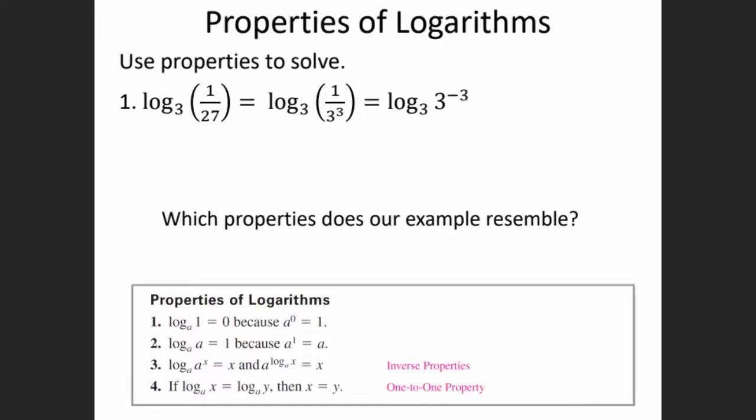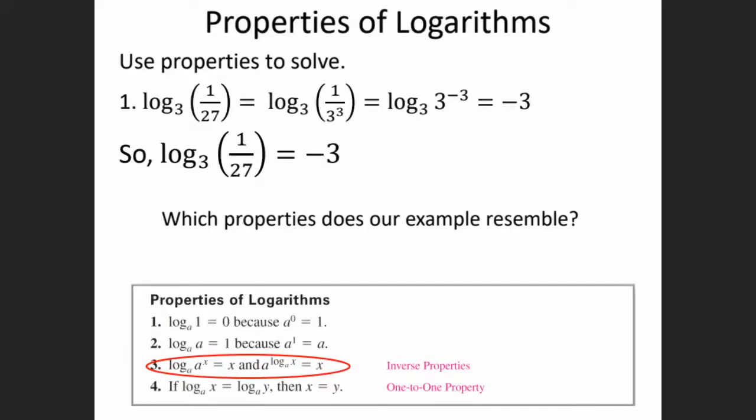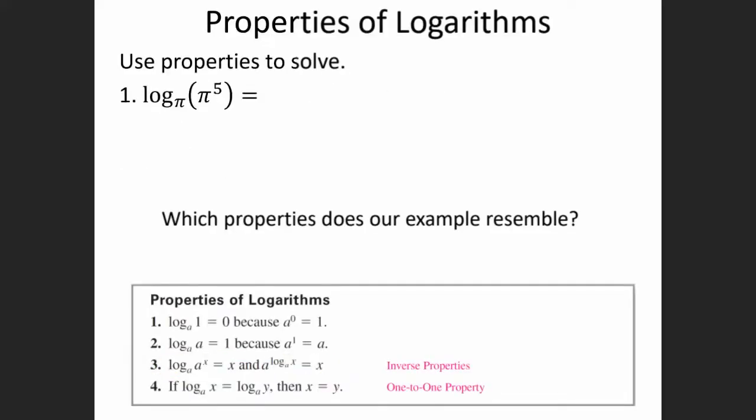So which of these properties resembles the final result? Okay, so we see I could also apply my inverse property, right? So if I have a log of base 3 and my input is 3 to the negative 3, the answer is just going to be the exponent, the negative 3, right? So it's another way to be able to solve for these problems. Okay? All right, let's go ahead and solve for this one.